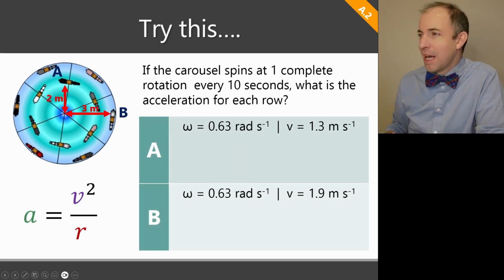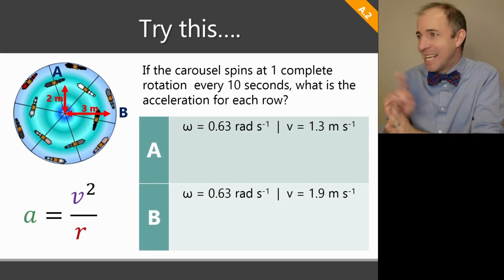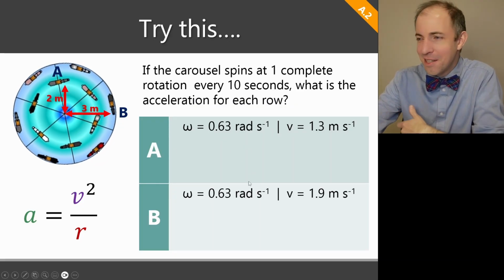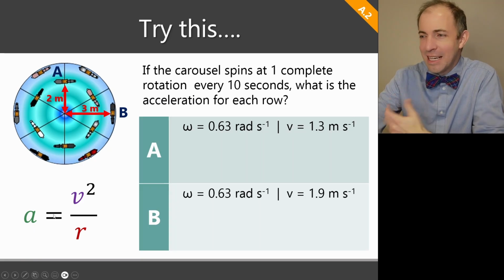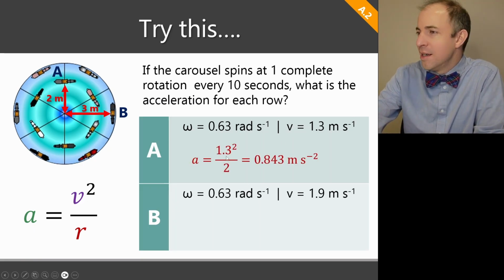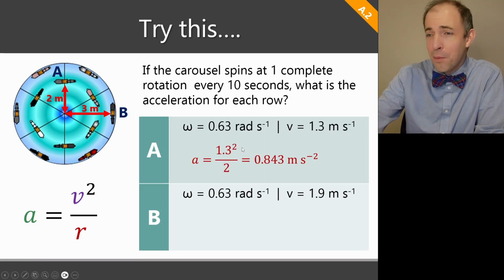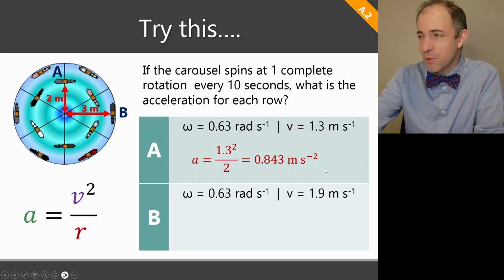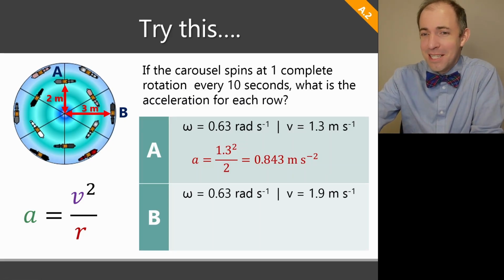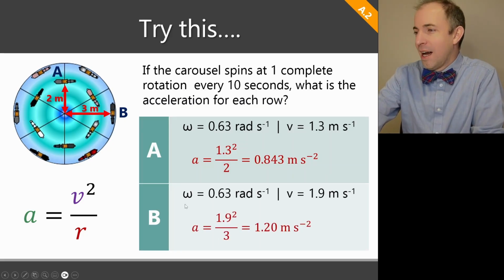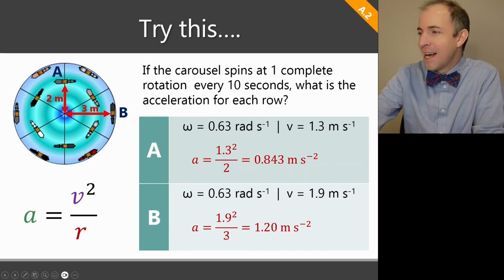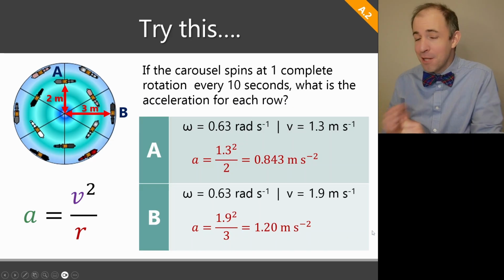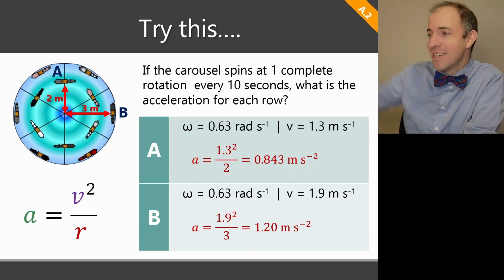So if a carousel spins at one complete rotation every 10 seconds, what is the acceleration for each row? I could use either of these to factor in. I'm going to use a is equal to v squared over r and plug in my v, which is 1.3 squared over 2. That gives me 0.843 meters per second squared. Notice we use the same units as linear acceleration. Here, to find it at row B, it's 1.9 squared over 3, which is 1.2 meters per second squared. So the acceleration is a little bit higher on the outside than it is on the inside.